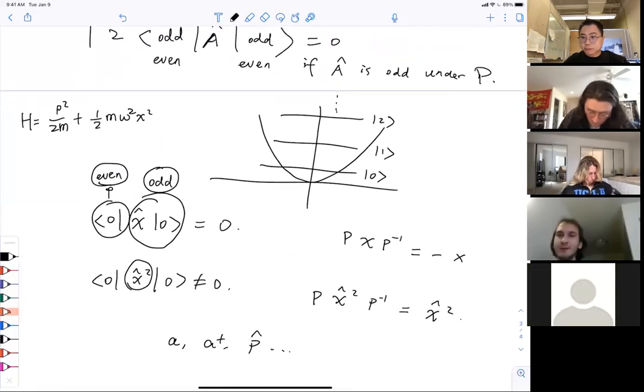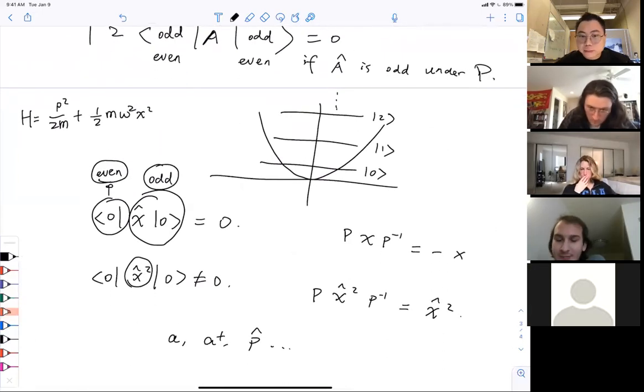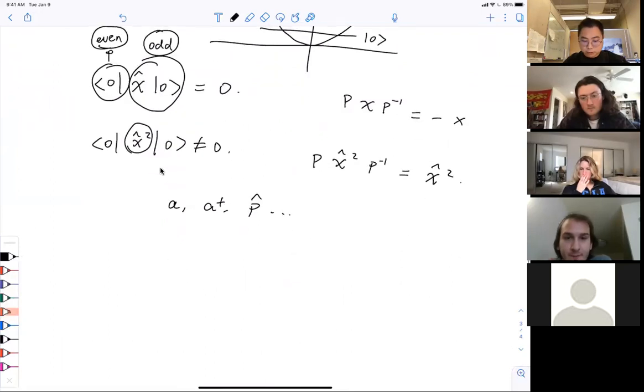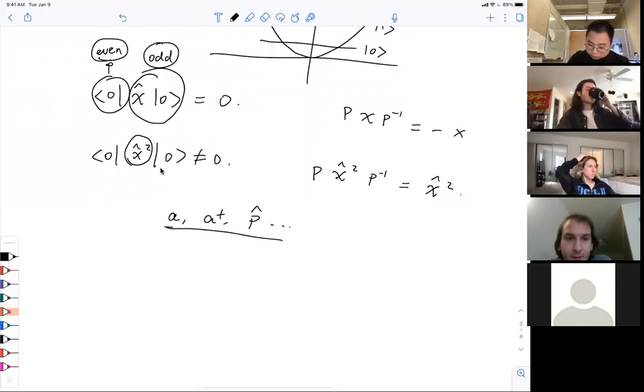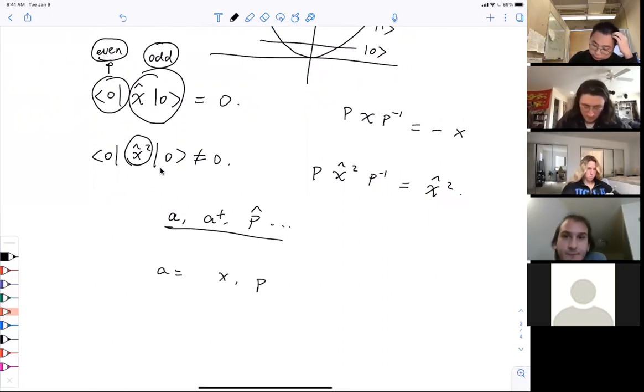Could you just remind us, by making a quick list, which of the standard operators, X, P, Lz, L squared, are even and which are odd? Basically, A, they're all odd, right? Because A is a linear combination of X and P, and X and P are definitely odd under the parity operation.